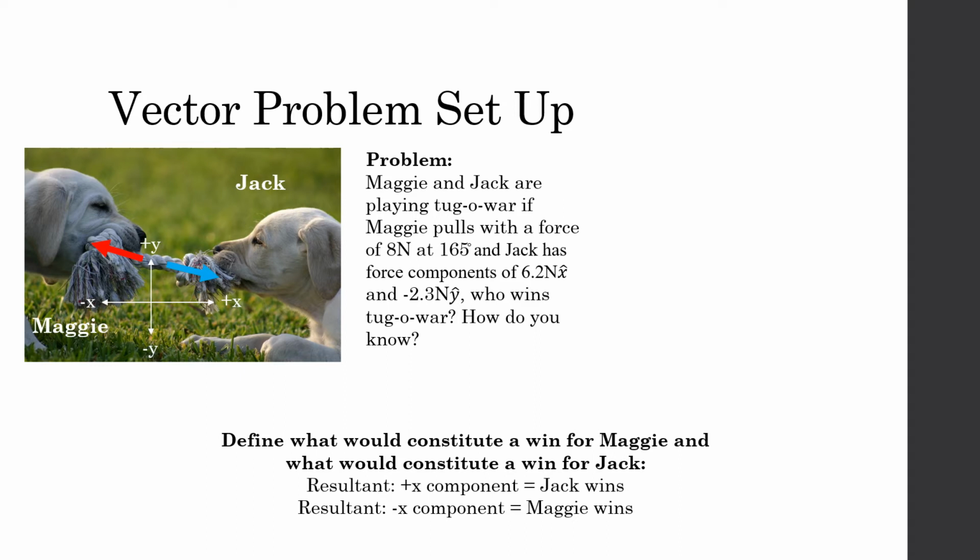So the first thing that we're going to do is define what would constitute a win for Maggie and what would constitute a win for Jack. So if our resultant has a positive x component, that means Jack wins, right? So that means he is going this way with the toy, right? And that's how we define the winner of tug of war. If Maggie wins, that means that our resultant is going to have a negative x component, okay? So that would mean that the rope toy is moving this way, right? Which would constitute a win for Maggie.